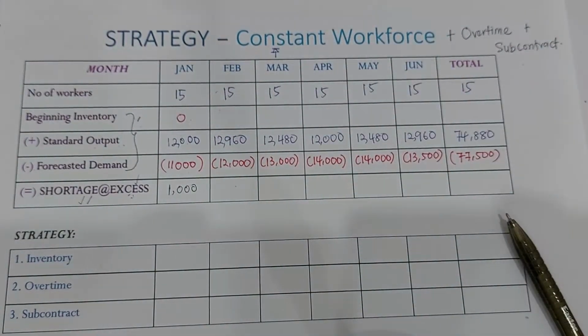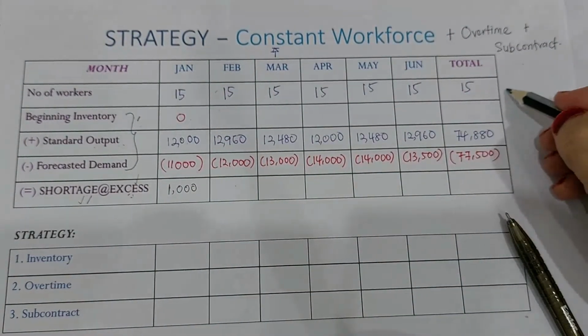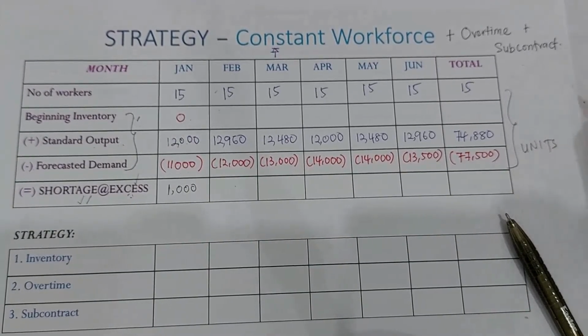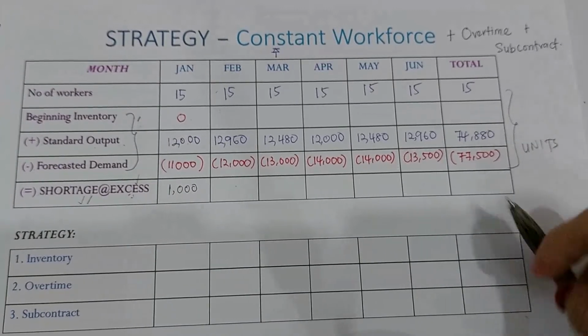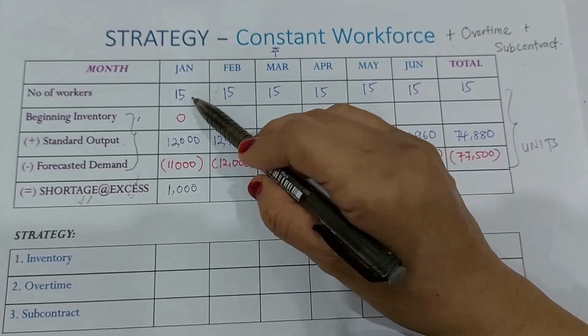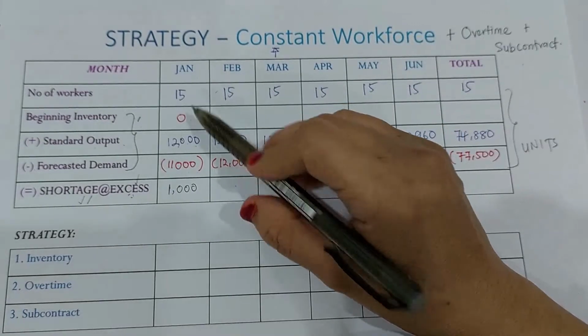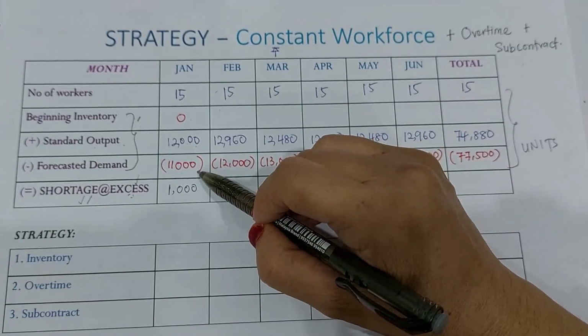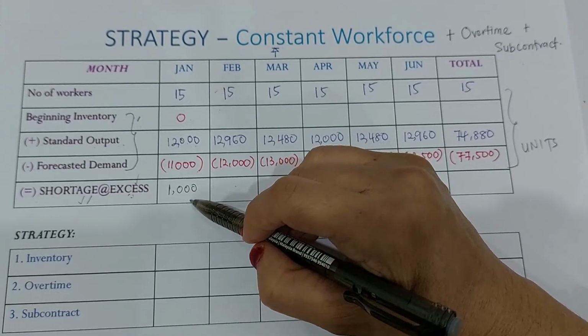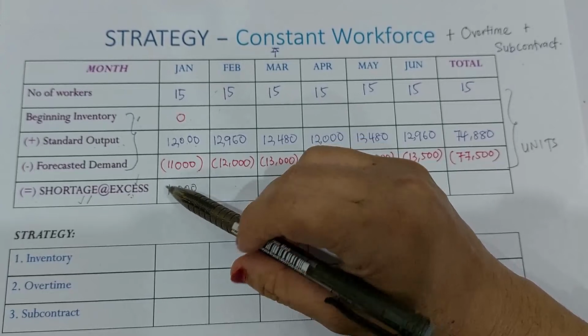Okay, everything here for the first part is in units. Ini adalah dalam units ya. So bulan Januari, company dapat keluarkan 12,000 unit menggunakan 15 orang pekerja dia. Customer hanya nak beli 11,000 unit. Then we have an extra of 1,000. So this is an excess.